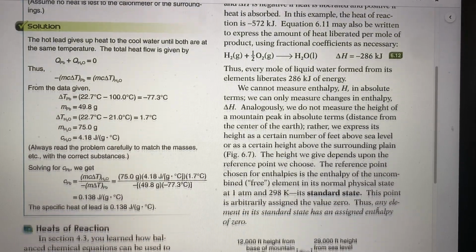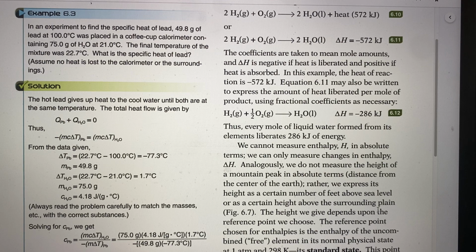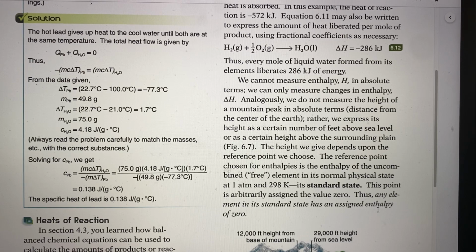Example 6.3. So they kind of went over that and tried to explain it, but let's go over example 6.3 here. Okay, find the specific heat. In an experiment to find the specific heat of lead, 49.8 grams of lead at 100 degrees centigrade was placed in a coffee cup containing 75 grams of water at 21 degrees, and the final temperature of the mixture was 22.7. What is the specific heat of lead? And you have to assume that no heat is lost to the surroundings of the calorimeter. So let's go on, saying the hot lead gives up heat to the cool water until both temperatures are the same, right?